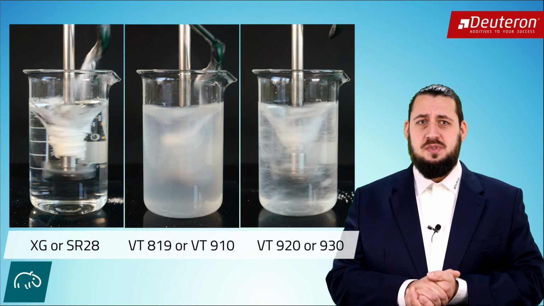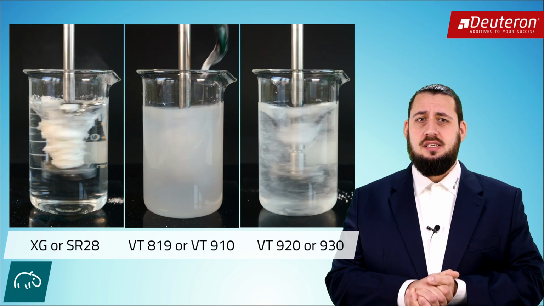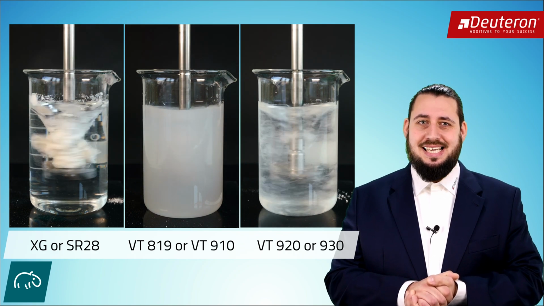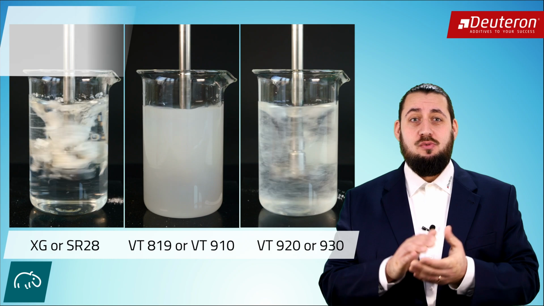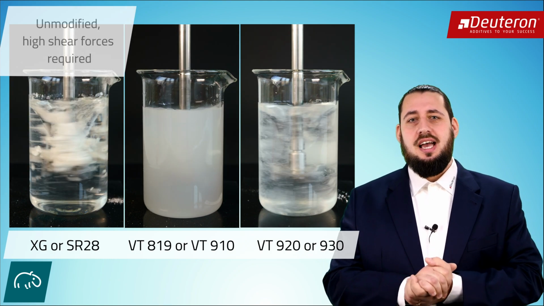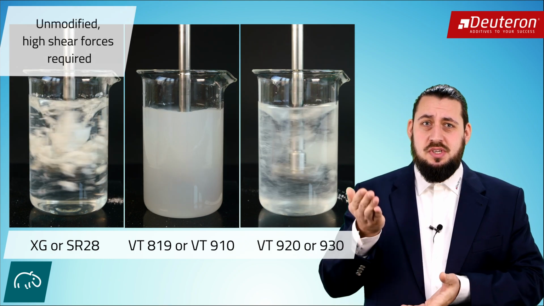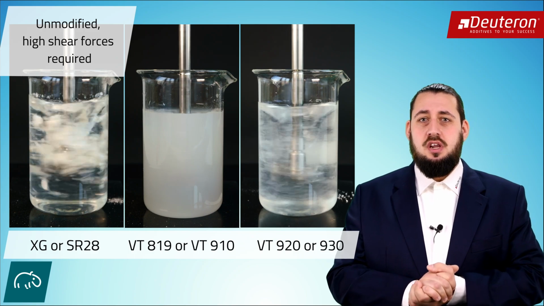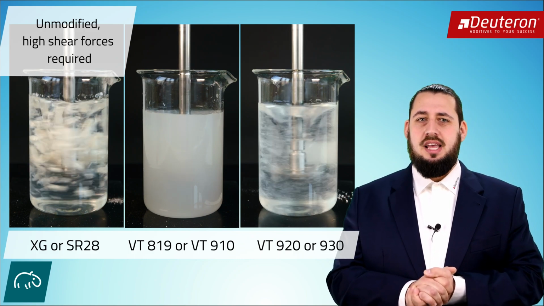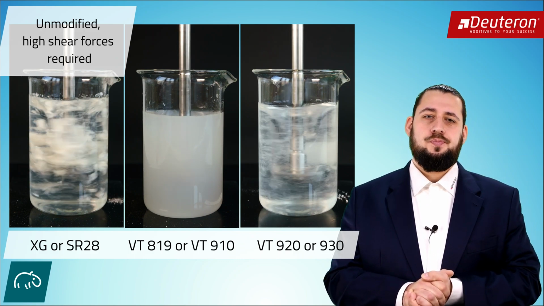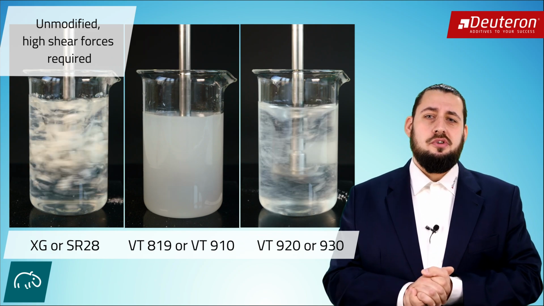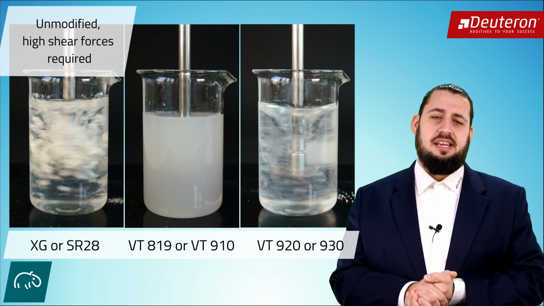The xanthan types without modification swell very quickly in contact with water. This can lead to the formation of lumps. To avoid this, slow addition at high speed is necessary. With increasing viscosity, the shear force should be lowered to avoid formation of stable air bubbles and foam. This is important for Deuteron XG and SR28.